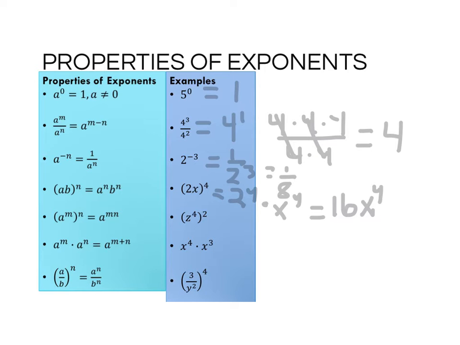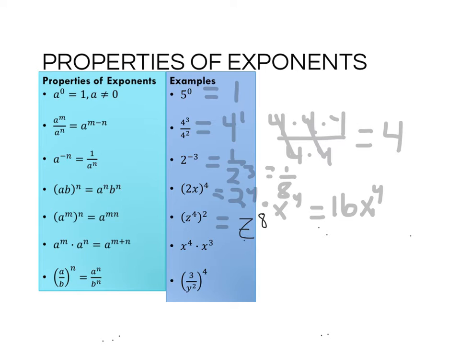If we have a number in parentheses with an exponent raised to an additional power, we multiply the powers. So z to the 4th quantity squared is z to the 8th. If we wanted to write out z to the 4th times z to the 4th, remember we would add those powers and we would get z to the 8th as well.